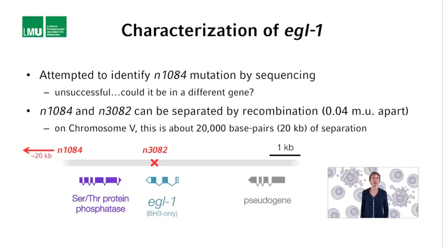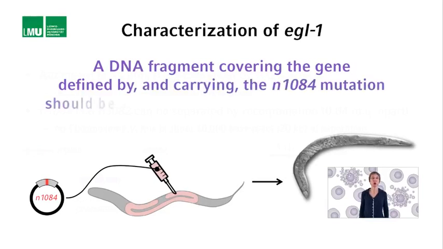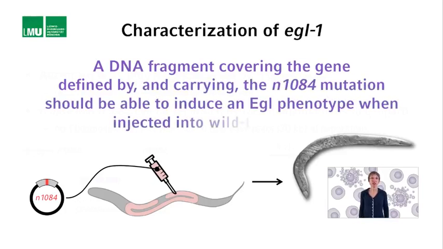And this meant that N1084 was somewhere 3' or downstream of the N3082 mutation, and therefore somewhere downstream of the BH3-only transcription unit. I sequenced some more in that direction, but again, no success. And then I came up with a functional assay to identify the N1084 mutation. Remember, N1084 can induce an EGO phenotype in a dominant manner. I reasoned that a DNA fragment covering the gene defined by the N1084 mutation and carrying the N1084 mutation should be able to induce an EGO phenotype when injected into wild-type worms.